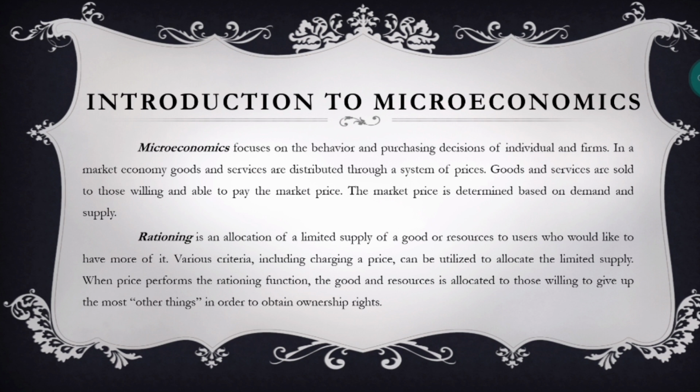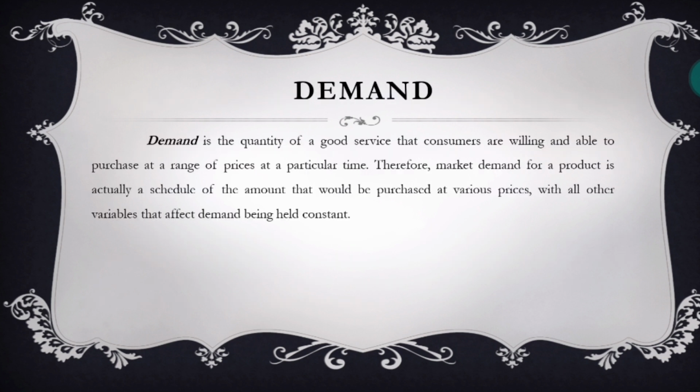Rationing is the allocation of a limited supply of a good or resource to users who would like to have more of it. Various criteria, including charging a price, can be utilized to allocate the limited supplies. When the price performs the rationing function, the good or resource is allocated to those willing to give up the most other things in order to obtain ownership rights.